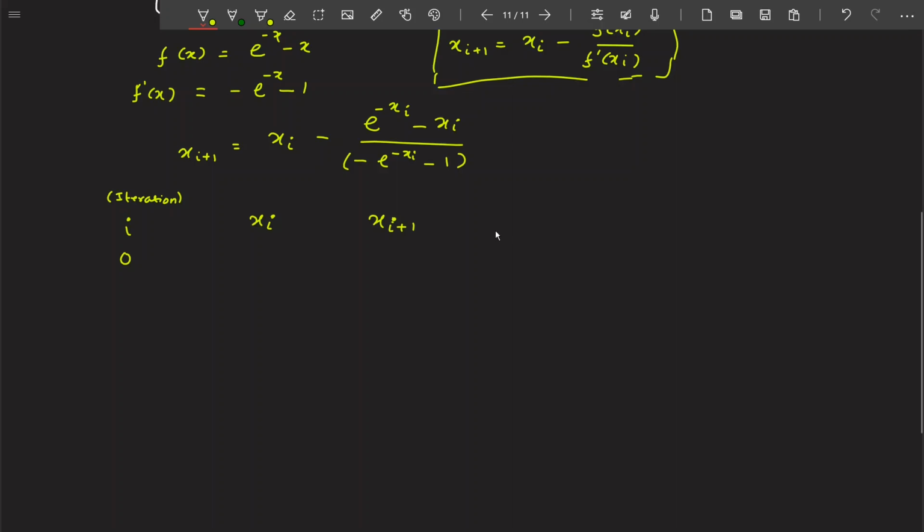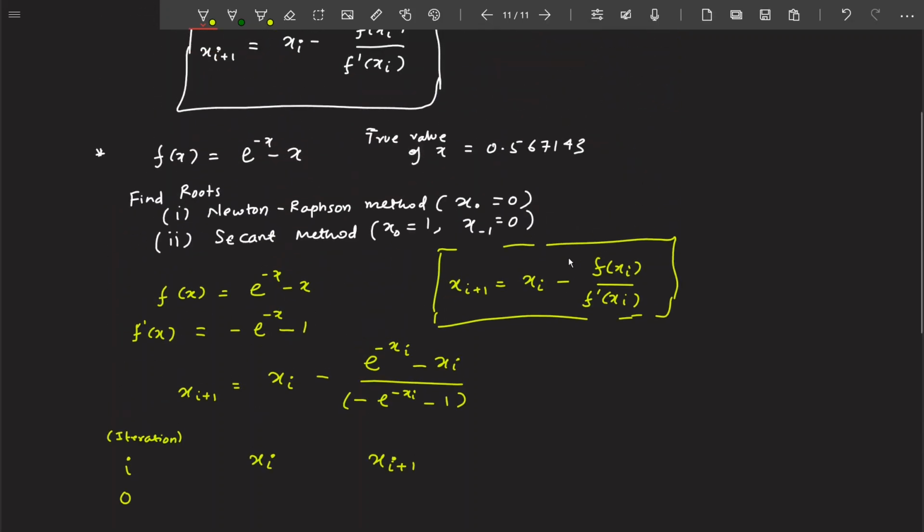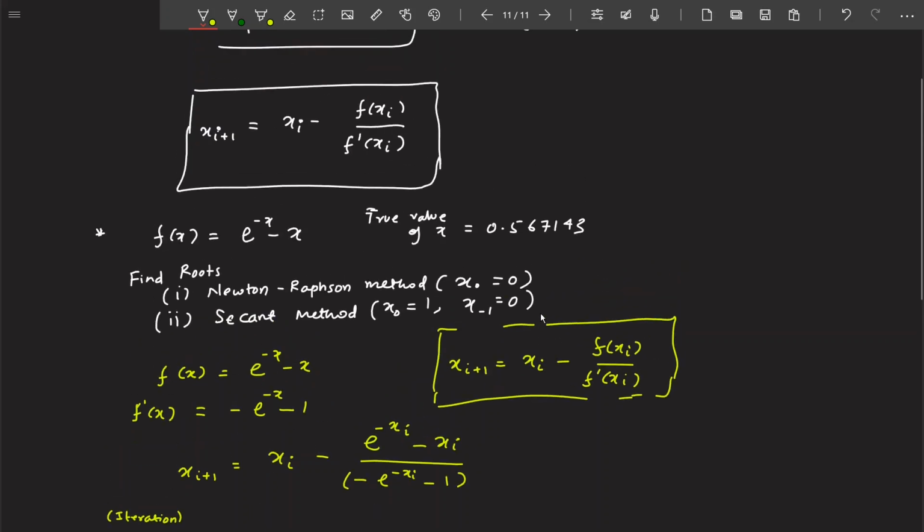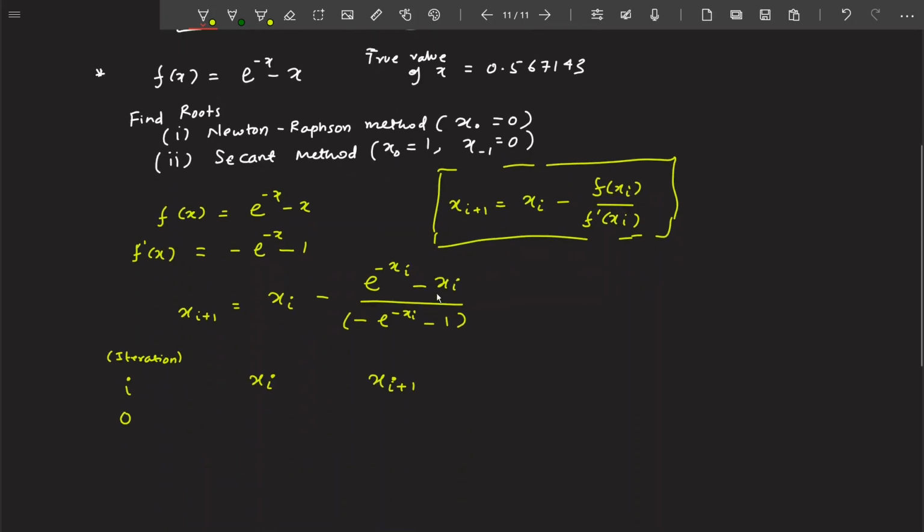So understand one thing, in Newton-Raphson method you need some initial value, and that initial value, if you're solving a problem, will always be known. Or if you're solving a physical problem, based on the physical setup of the problem, you can think of an initial value which is going to lead to convergence. Okay, but when I'll be giving you a problem, I'll be giving the starting value as well. So the starting value here is 0, so x0 is 0.